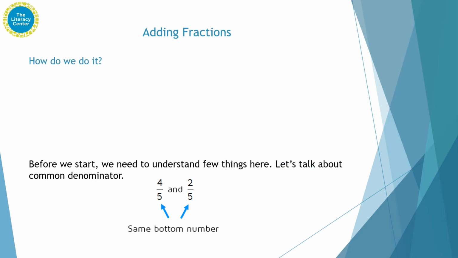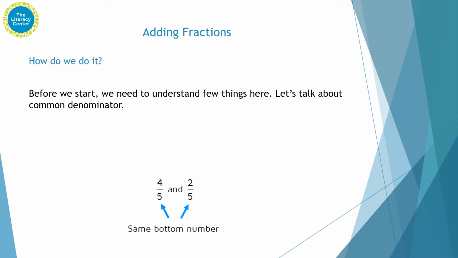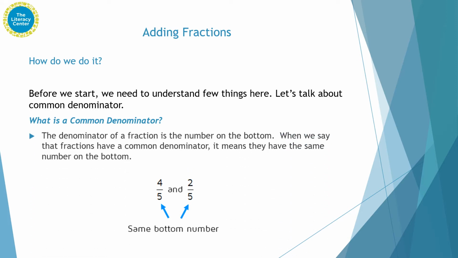So how do we do it? Before we start, we need to understand a few things here. Let's talk about the common denominator. What is a common denominator? The denominator of a fraction is the number at the bottom. When we say that fractions have a common denominator, it means they have the same number on the bottom.